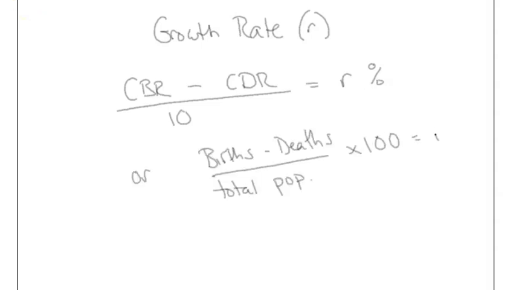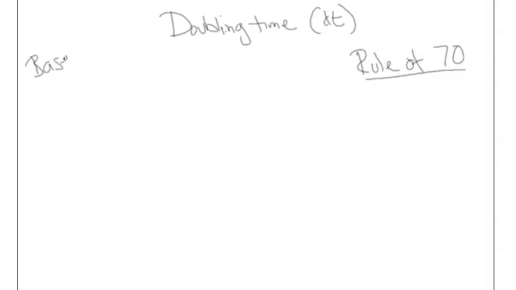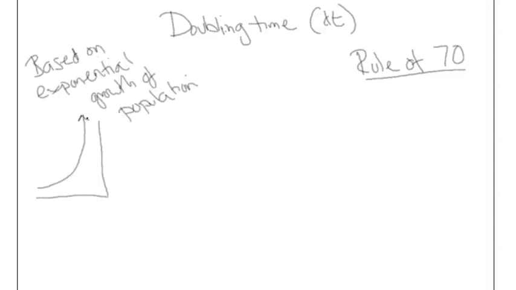Then we're looking at the doubling time. So how long does it take for a population of a given area to double? So go from 10 to 20, or 10 million to 20 million. And this is DT. And this is based on the rule of 70, which is based on exponential growth of population. So rule of 70, you do 70 divided by the growth rate percent equals the doubling time. Or you can use decimals, 0.7 over the R decimal number, which gives you the same thing, doubling time.